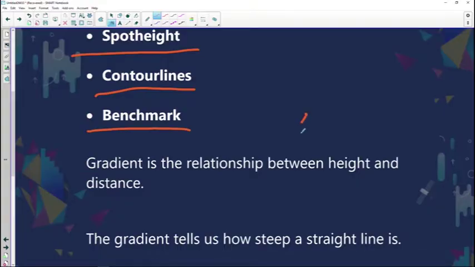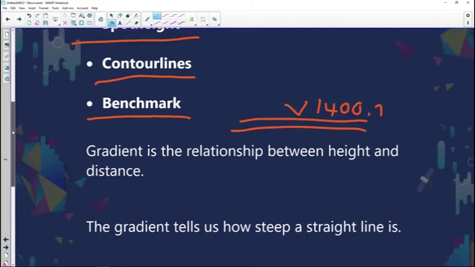Now, lastly, what we usually find to show us height is benchmarks. A benchmark is usually a road that goes through a pass, and next to the road there will be a small sign showing you the height. For instance, 1,400.7 meters above sea level.